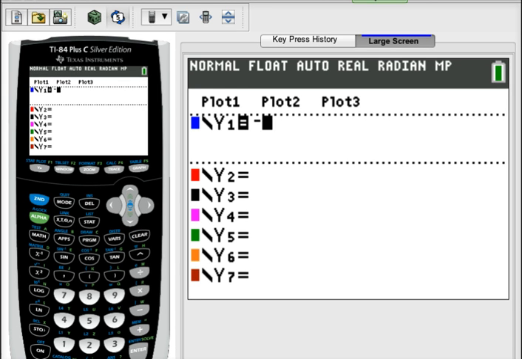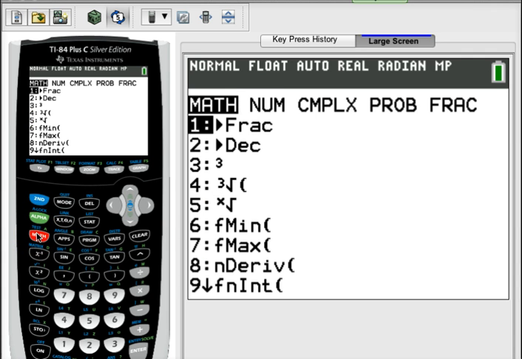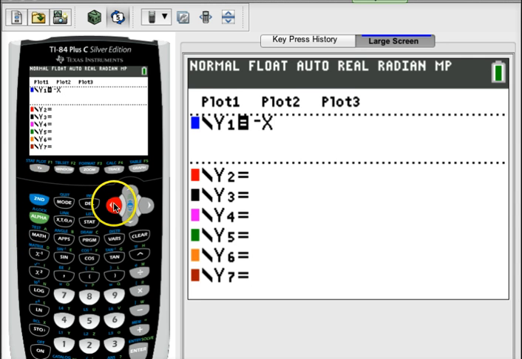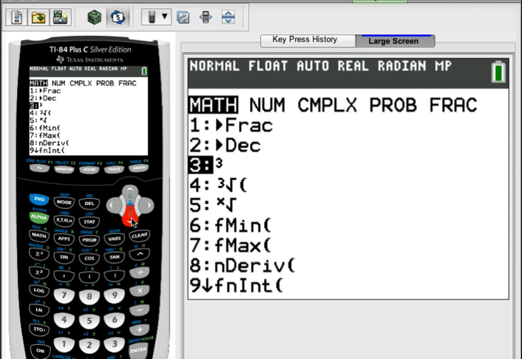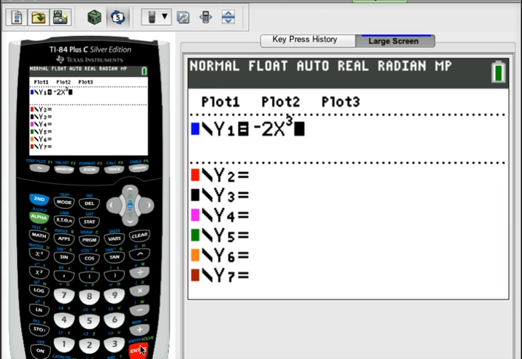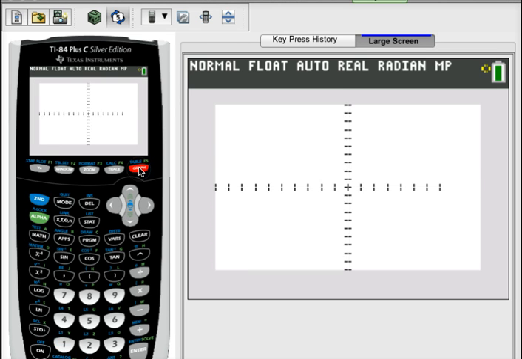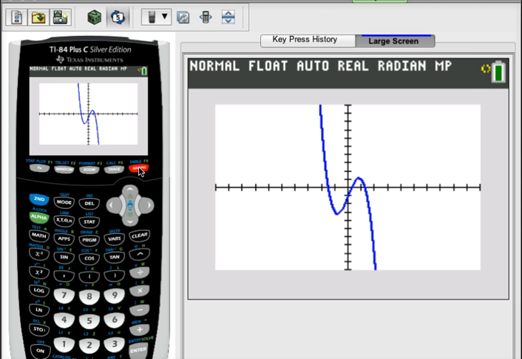But negative 2x cubed plus 4x minus 1. So again, in the y equals, all you need to do is type in your function. Then hit graph, and that's what you get. All right?